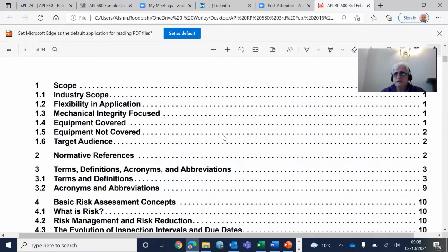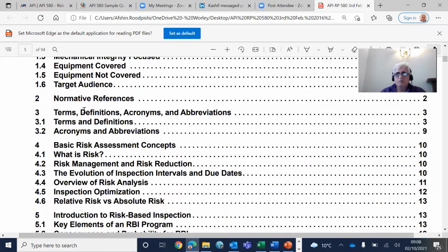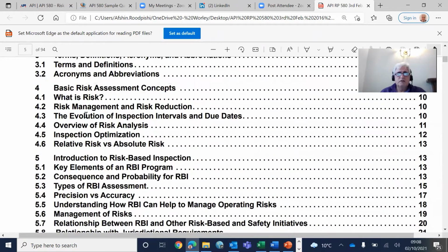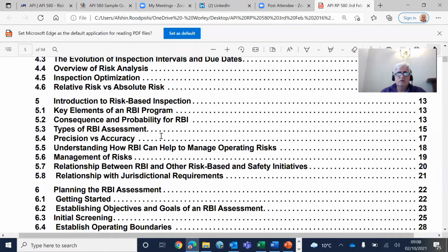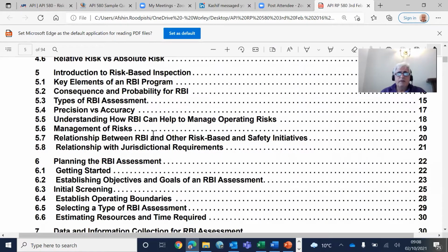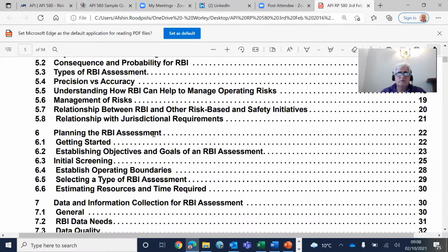So it's practically an 85 page document. The first part is about scope. And then it is about normative references, basic risk assessment concepts that you should know. This is important. Risk-based inspection, what is the introduction to it? What is it for? And then types of RBI assessment.